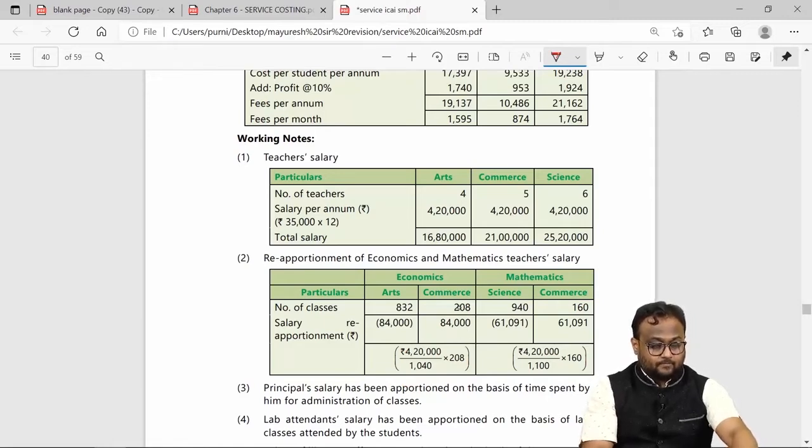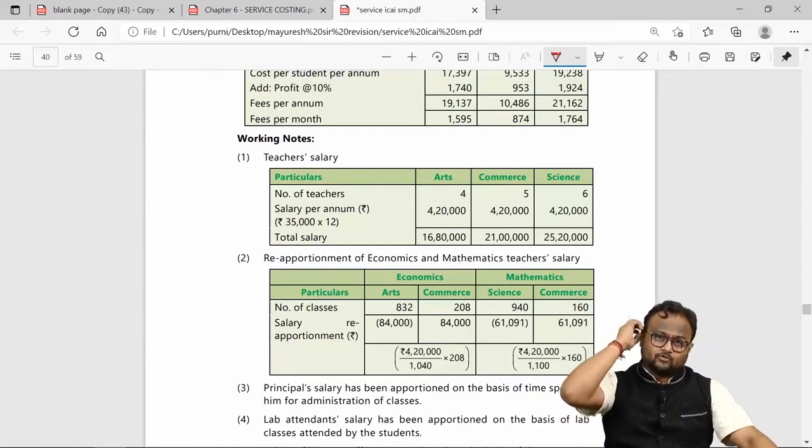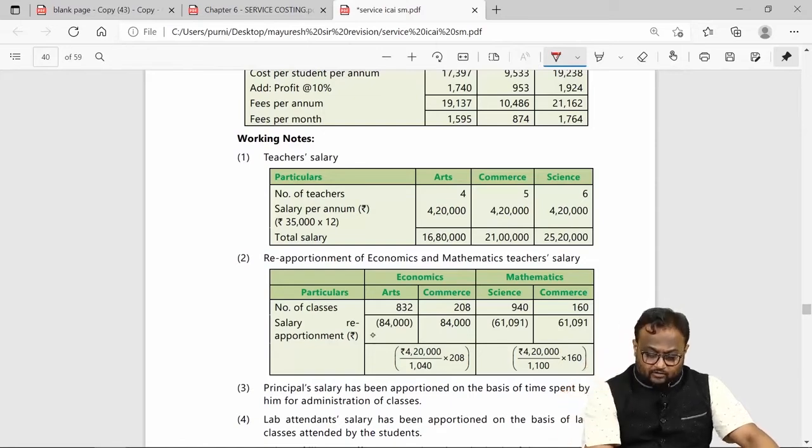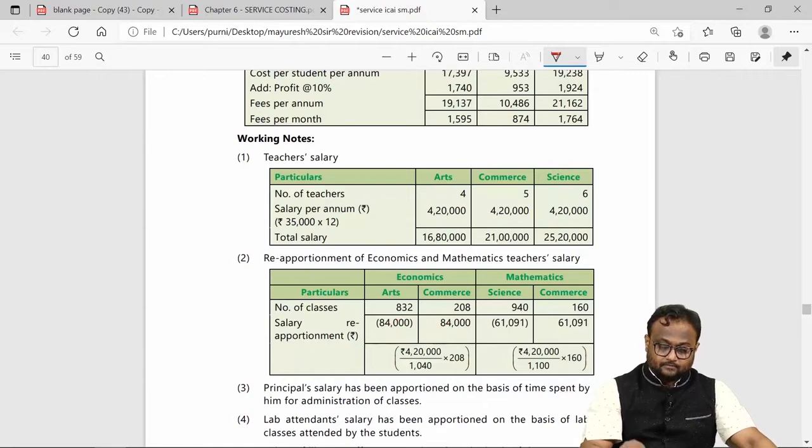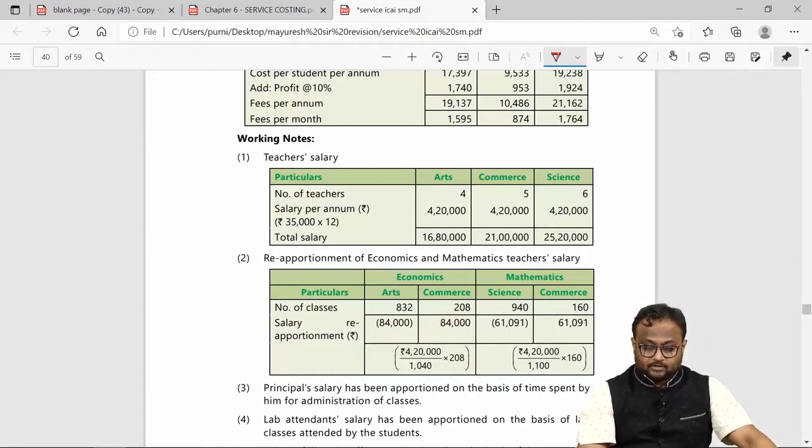So 4,20,000 divided by 1040, 403.84 something per class, multiplied by 208. That comes to 84,000. So 84,000 is deducted from arts and it is added to commerce.